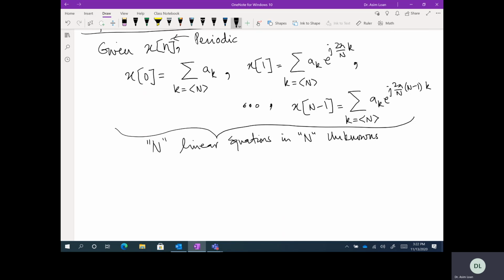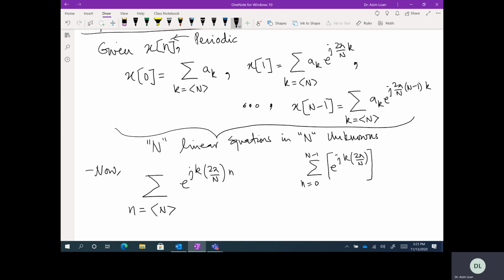But before we do that, you need to figure out this identity. What is this equal to? The sum of N terms, e^{jk 2\pi/N n}. What is this equal to? So how do you prove this? So tell me, what is this? The sum for n equal to 0 to N-1 of e^{jk 2\pi/N n}, and then I do like this.